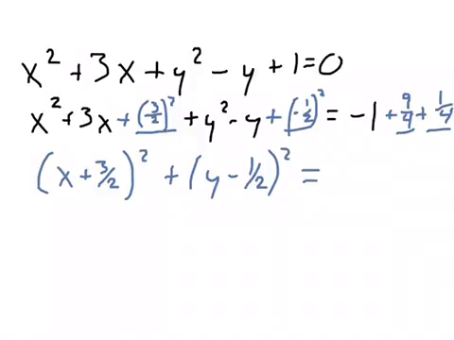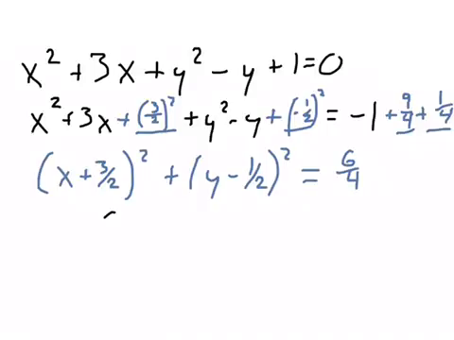Now I need to have a common denominator between the negative 1, the 9 fourths, and 1 fourth. Common denominator is 4, so negative 1 is negative 4 fourths. So that'll give me 6 fourths when I put all of that together.